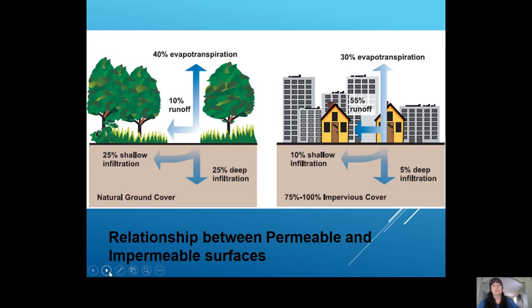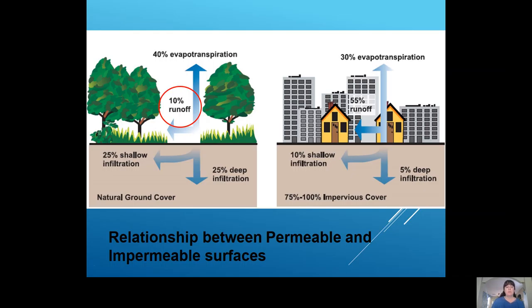So let's look at this relationship between permeable and impermeable surfaces. You have a nice rural area with natural ground cover, lots of trees, lots of vegetation. That is going to allow for just 10% runoff and everything else going back into the ground or evapotranspiration going back up and adding to the wonderful water cycle that allows us to have rain. And if you have a lot of evapotranspiration, then you won't have a drought because you have enough water vapor in the atmosphere to precipitate, and then you have a nice hydrologic cycle going on.